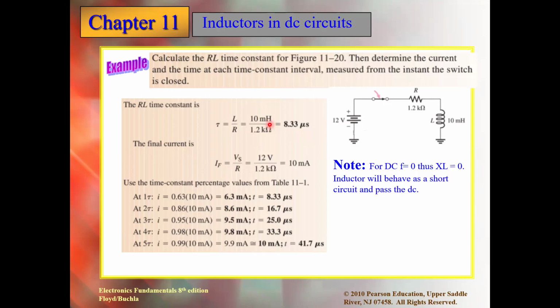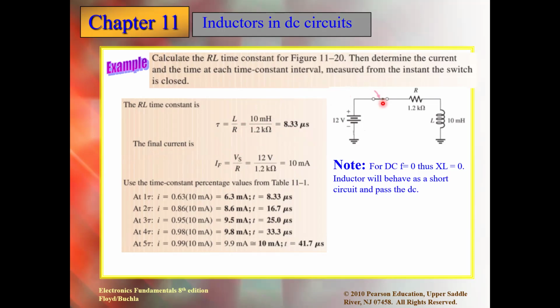First, we need to calculate the time constant tau, and we know the formula, which is L over R. Just put in the values and we get 8.33 microseconds. Now we need to calculate the final current. How can we calculate it? When we close the switch, after a long time, that is after 5 time constants, we know that the inductor will be completely charged.